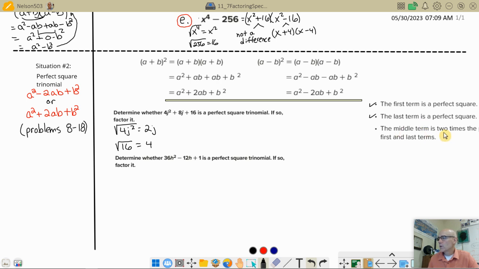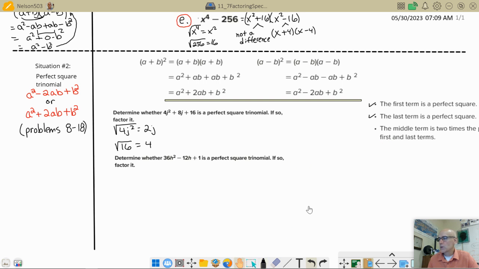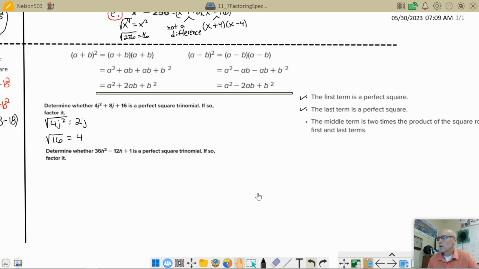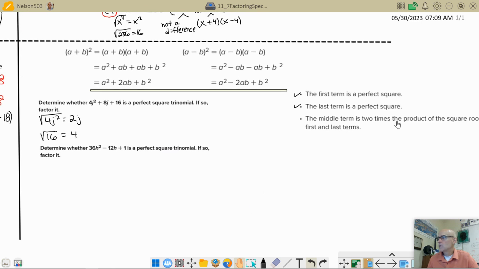Now we want to see if the middle term is 2 times the first and the last multiplied together. Let me see if I can slide that over. We want to see if the middle term is 2 times the product of the square root of the first and the last. Well, if we multiply these two together, 2j times 4, that gives us 8j. But that's the square root of the first and the square root of the last multiplied together. But now we got to double that. So double 8j.